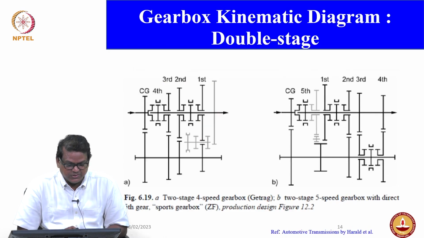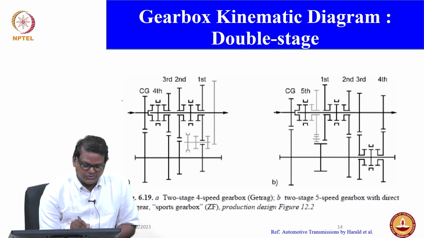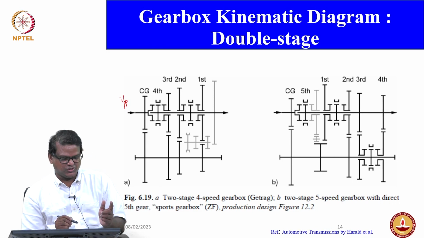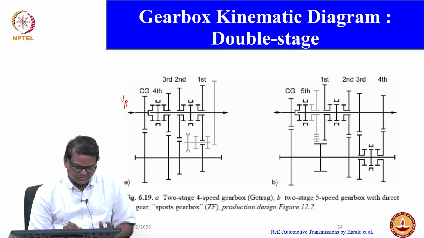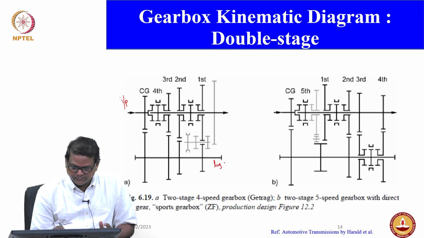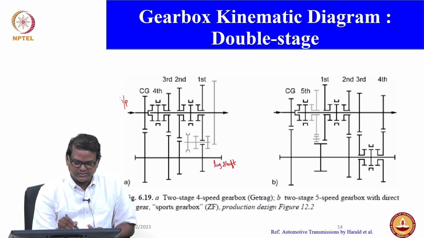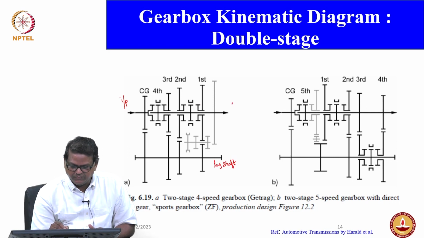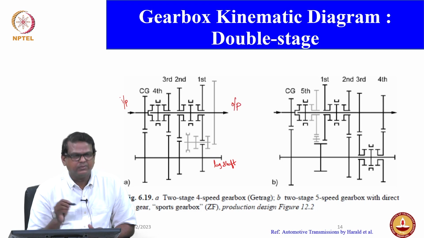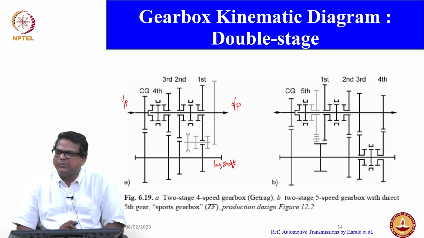And look at this double stage. Okay, this is the double stage. You have input shaft input here. This is from your clutch. Then you have a speed reduction. Straight away, look at this. The speed reduction is happening, and this is your lay shaft. Then you have corresponding gears which are meshing here. First, second, third, and fourth. Then finally the output comes here. So this arrangement is called double stage.